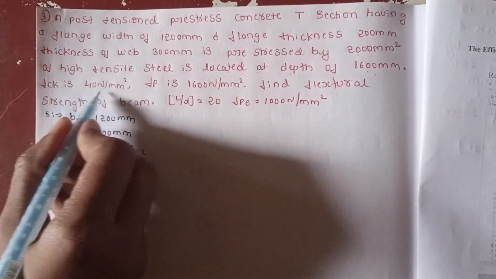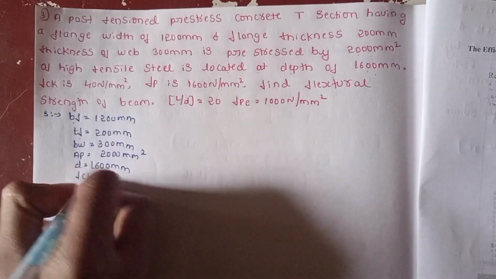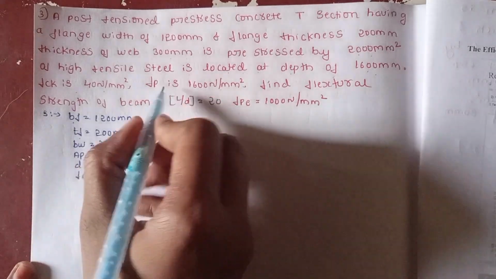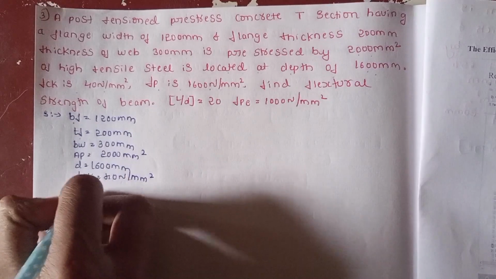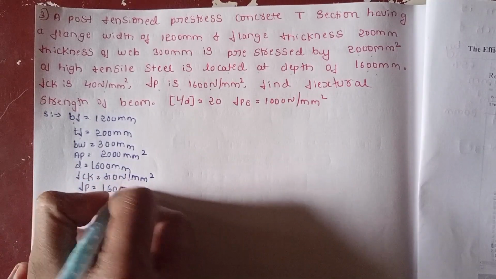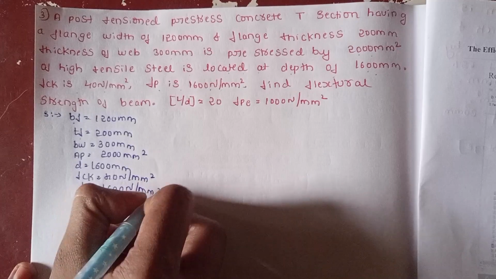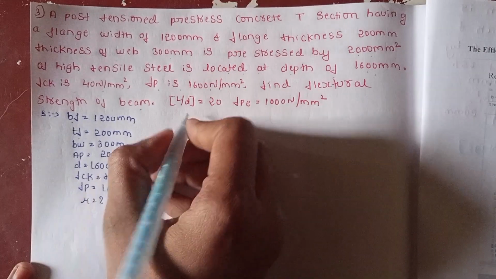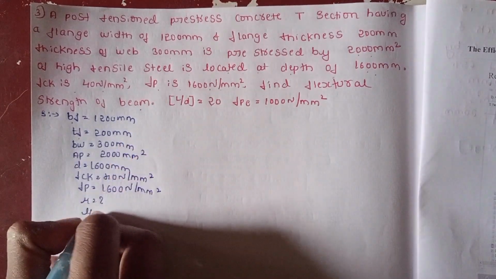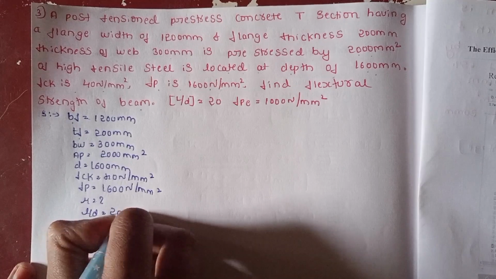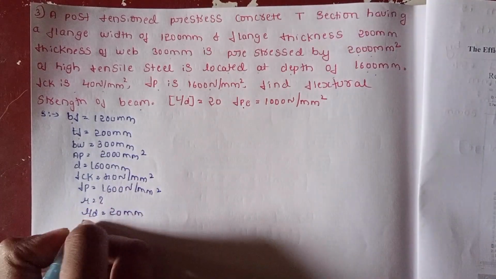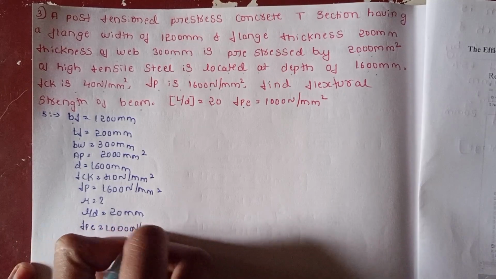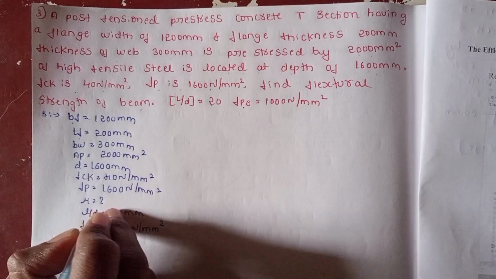If FCK value is 40 Newton per mm square, FCK equal to 40 Newton per mm square, then FP is 1600 Newton per mm square. Then find the flexure strength of the beam, means M equal to question mark, and L by D ratio is 20, and FPE value is 1000 Newton per mm square. This is the given data.